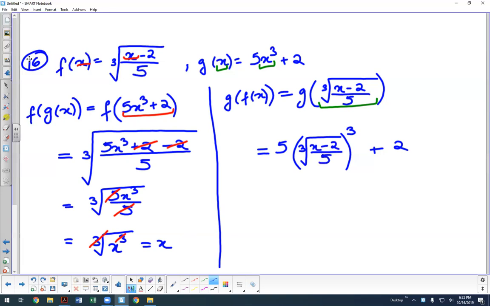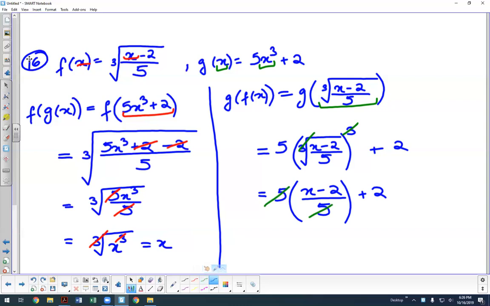What's the first thing that I can cancel out here? Cubes. Yeah, the cube root and the cube. Which has 5 on the outside. We just got rid of the cube root basically, so you still have x minus 2 over 5 left behind. What can we cancel next? Yep, the 5's.